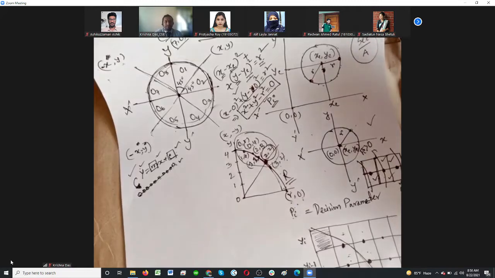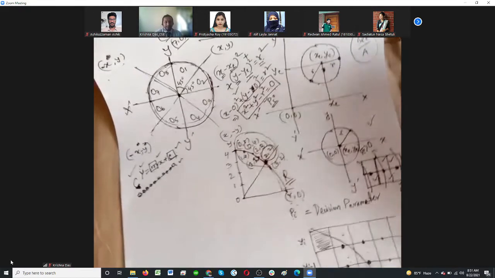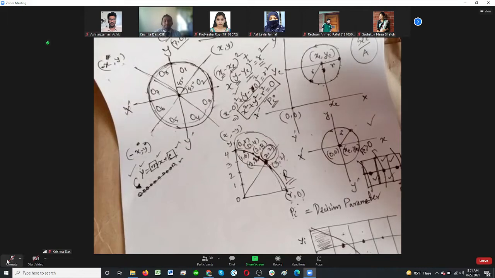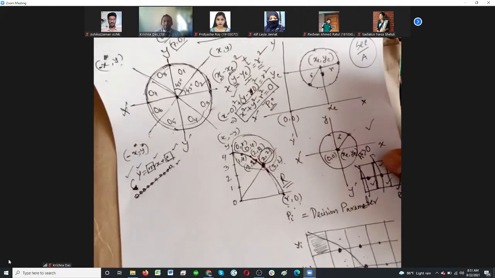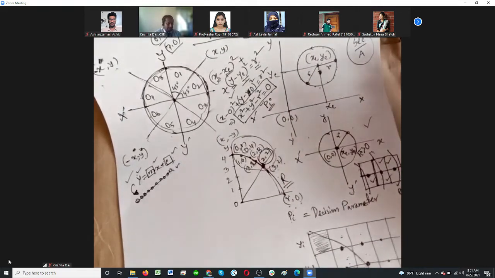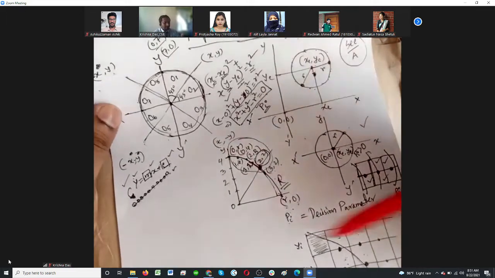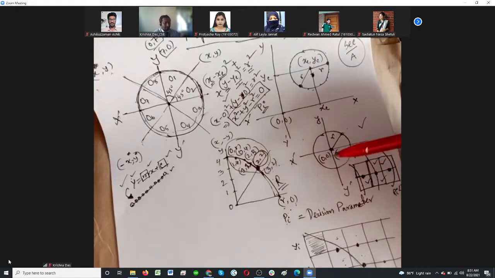By default, we consider the precondition that the center is at 0, 0. That's fine. Now what else do you need to start drawing the circle? Yes, the value of radius. You need the radius value, then the circle algorithm can be started. We got the radius value, that's fine.